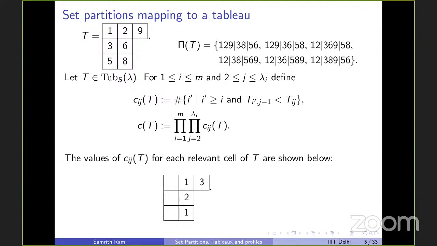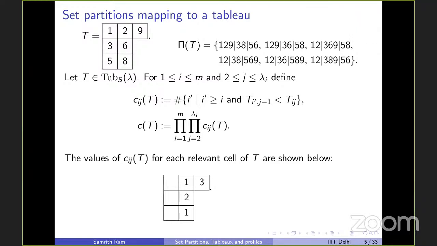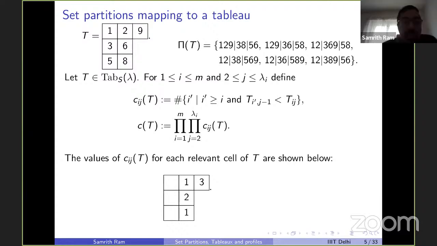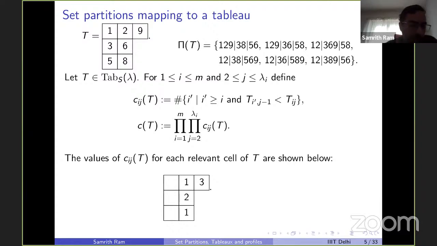Why is it 1 for 8? Well, 5 is the only one less than 8. So you look at entries in the previous column, but in rows greater than or equal to this row. Oh, rows greater than or equal to. Exactly. So C_ij is the number of i' greater than or equal to i, with T_{i',j-1} less than T_ij. Okay, I missed that. Look at the elements in the same row or a later row.